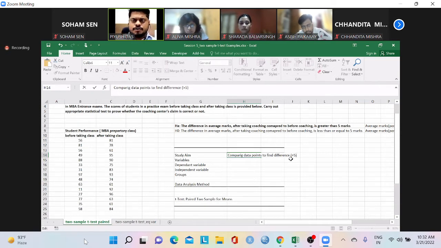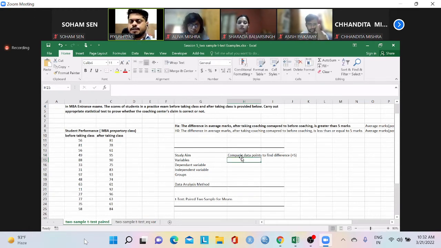If you are not writing it also, it's okay, right? But what is my study? I have data points. I'm comparing them and trying to find whether there is a difference or not, right? In this particular case, it is 5. In some cases, it can be 10. It can be 0 also, right? Study clear or any doubt? Any questions?